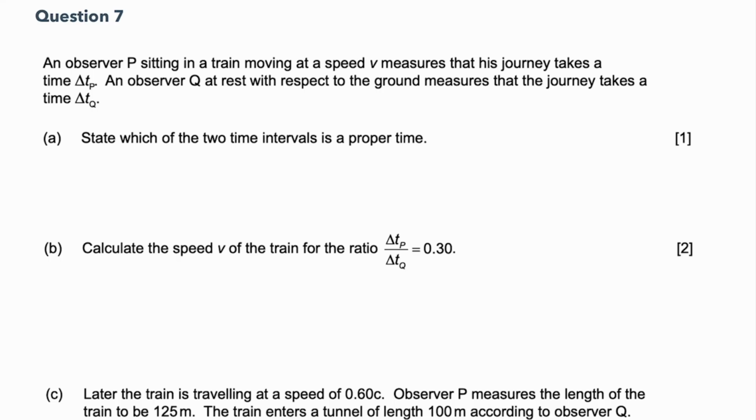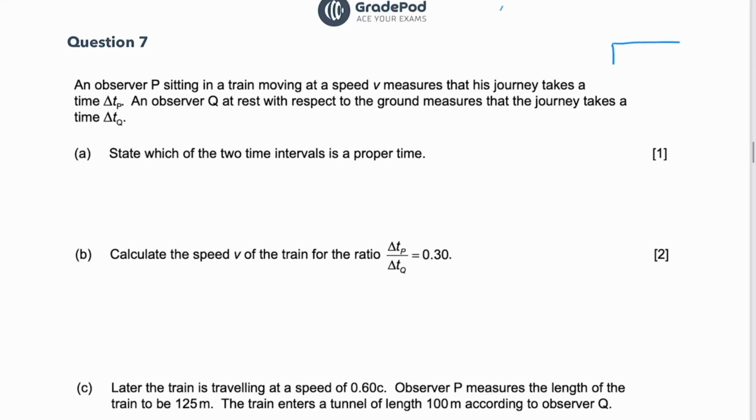Question 7. An observer P sitting on a train moving at speed v measures that his journey takes a time delta TP. So we have a train like this. We've got somebody sitting on it, and they measure that the journey takes delta TP. An observer Q at rest with respect to the ground measures that the journey takes delta TQ. A, state which of the two time intervals is a proper time. Well, proper time is defined as the time interval between two events as measured in a frame where the events occur at the same spatial position.